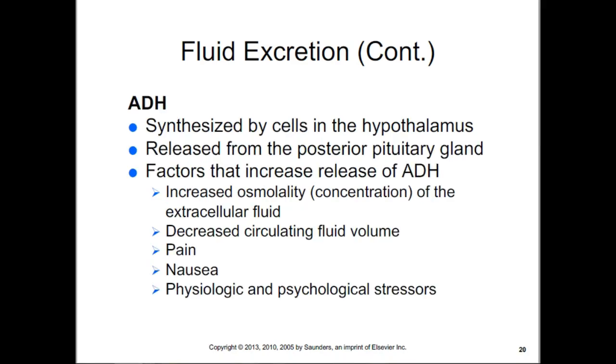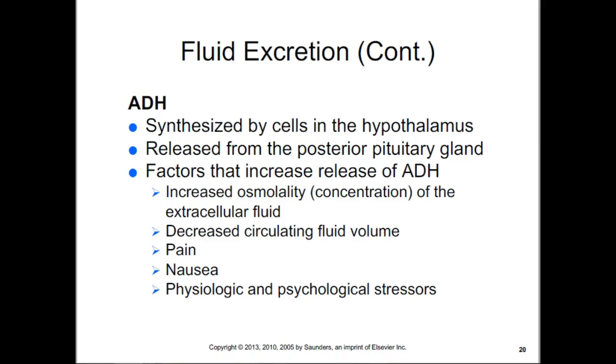Right. So your ADH is synthesized by cells in your hypothalamus and is released. Remember, the posterior pituitary is actually part of the brain. It's part of your neurohypophysis. So the cell bodies are in the hypothalamus, but the axons that release ADH are in the posterior pituitary.